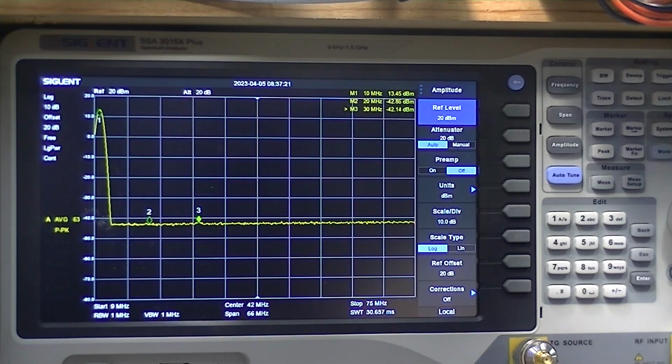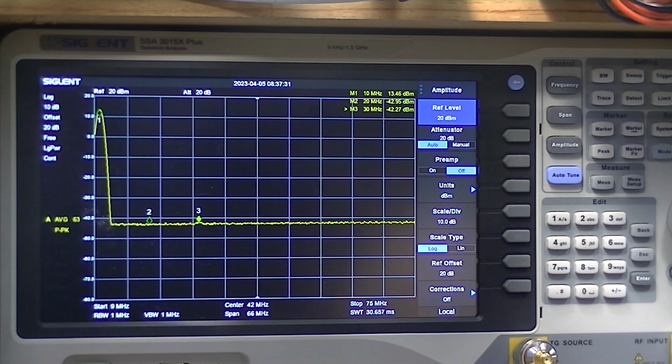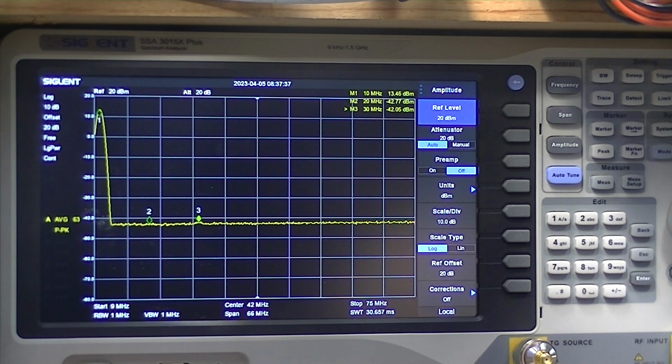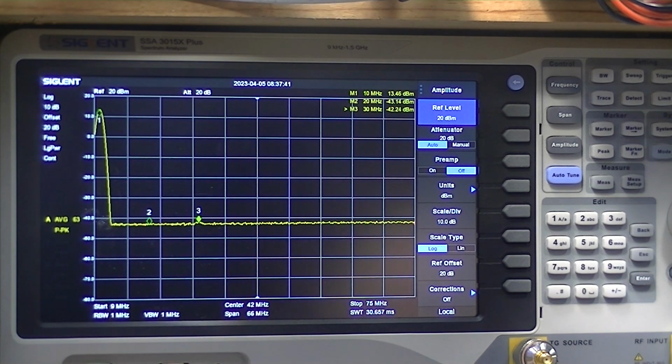output. So I'm looking at it on the spectrum analyzer, and you see it's outputting about 13.5 dBm, with no evidence of second or third harmonics. Maybe a little bit right there. But it's certainly way down.